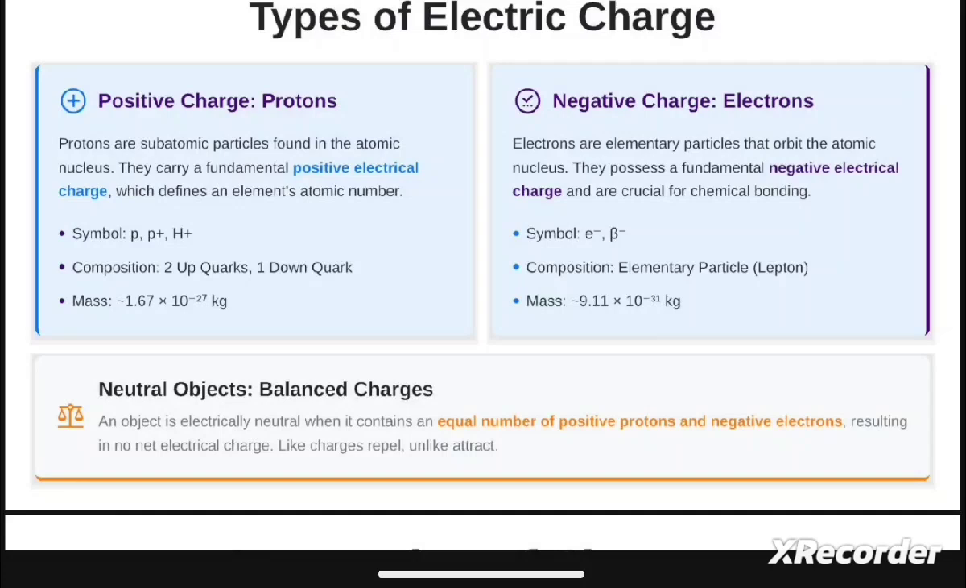There are also some neutral objects, also known as balanced charges. An object is electrically neutral when it contains an equal number of positive protons and negative electrons, resulting in no net electric charge. It means like charges repel each other and unlike charges attract each other.